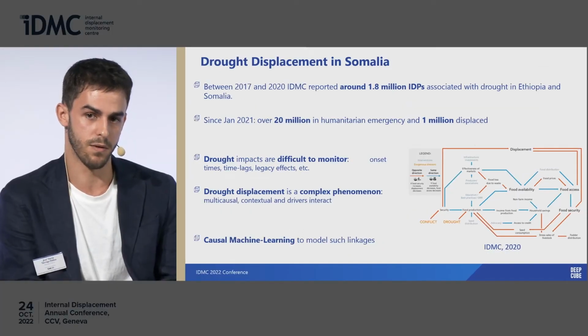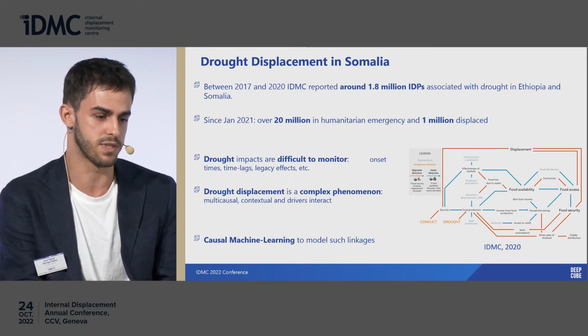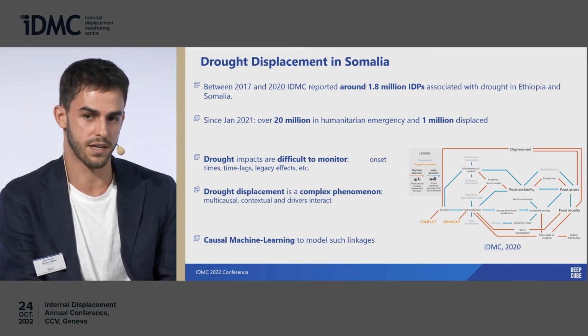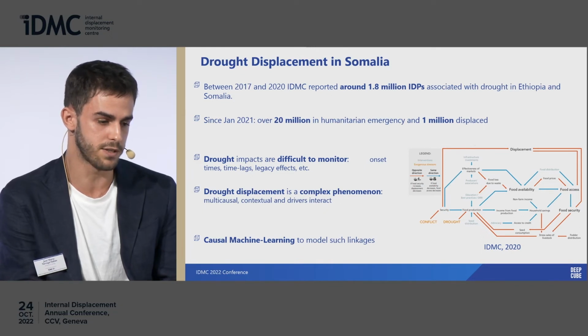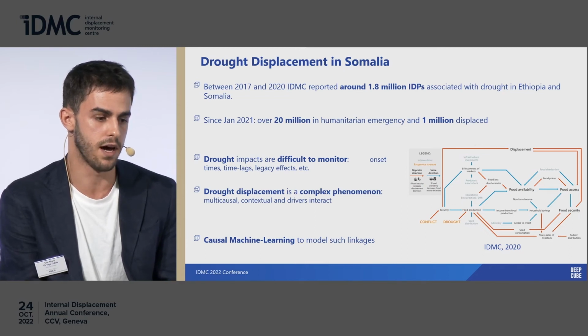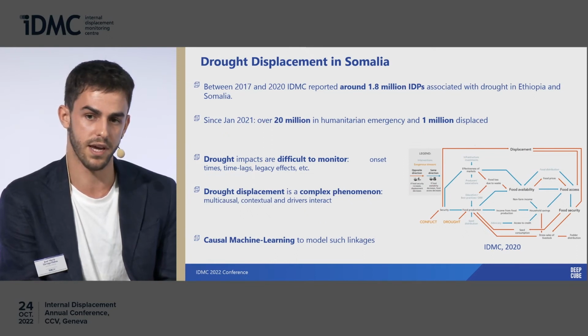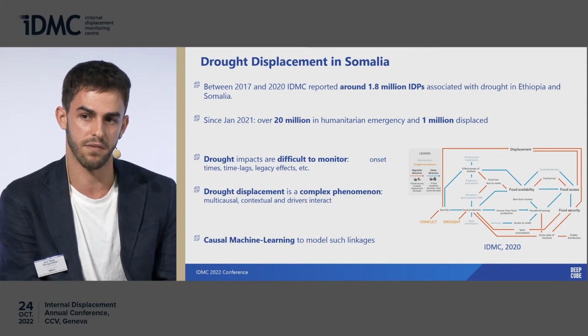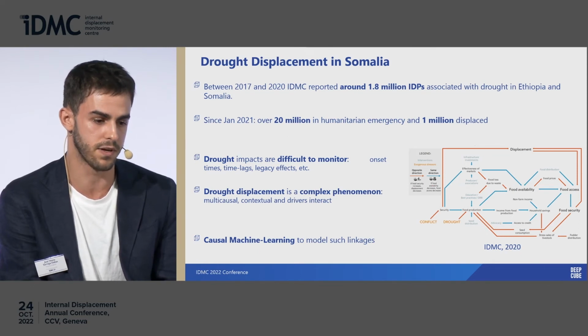So maybe we can rely on data-driven analysis. Of course, they present a lot of opportunities, but there are some challenges, because droughts are hazards that are super hard to monitor. From the modeling standpoint, we have a lot of challenges regarding the onset of droughts, the legacy effects, and the accumulation of impacts. And if we add to that the whole dimension of displacement, with all the socio-ecological and political systems in place, what we have is a super complex system that is very difficult to understand in the first place.